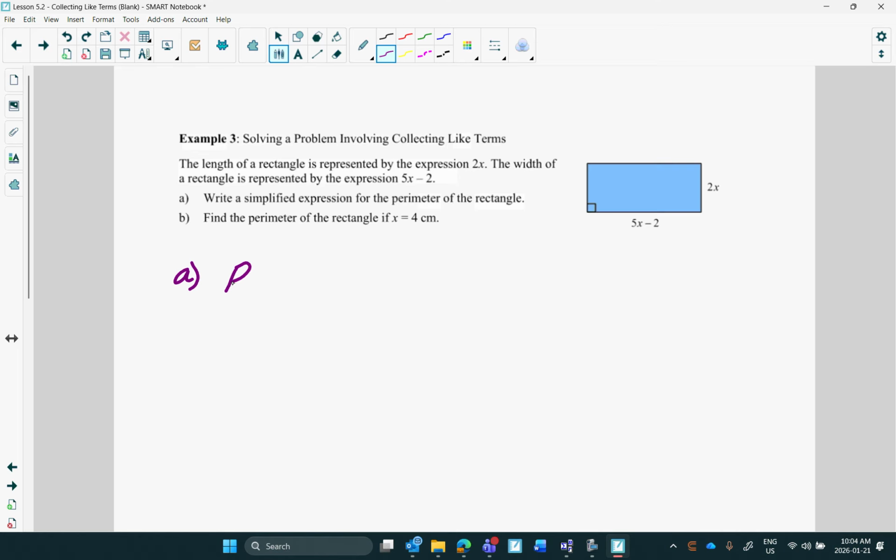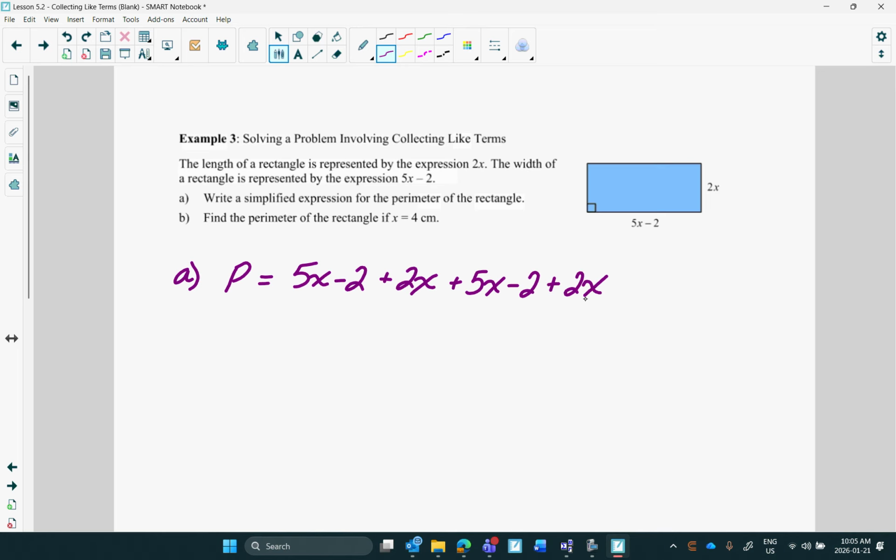How do you find the perimeter of a rectangle? Add up all the sides. So this side, 5x minus 2, plus this side, 2x, plus this side, which is, so we got to add another 5x minus 2, plus this side.